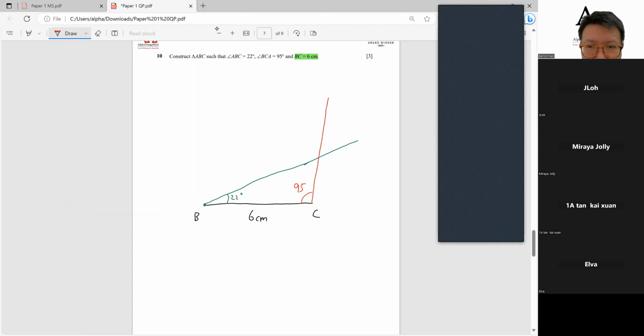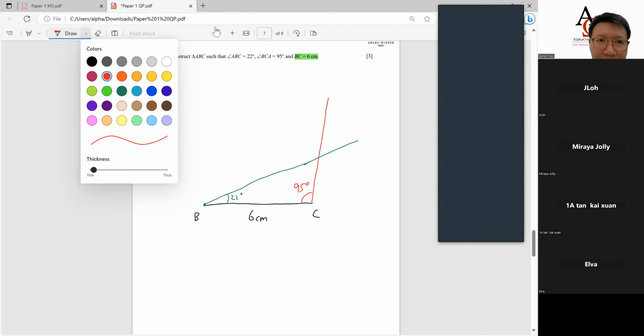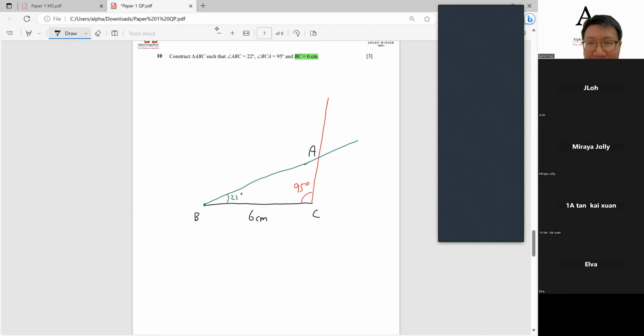Okay, you did it correctly. Your answer should be something like that. And you can finally label the point here to be A. Only label A after you find the crisscross, the cross of the two lines. Then you can label down point A.